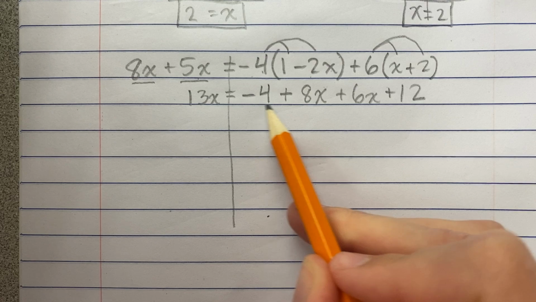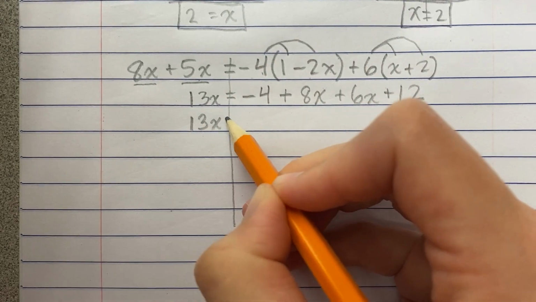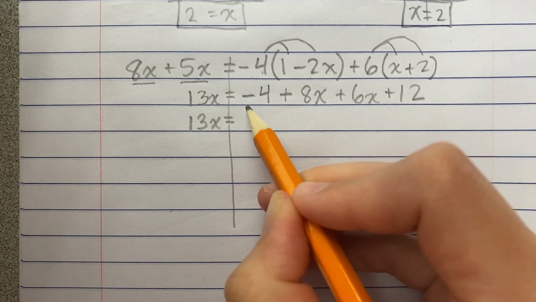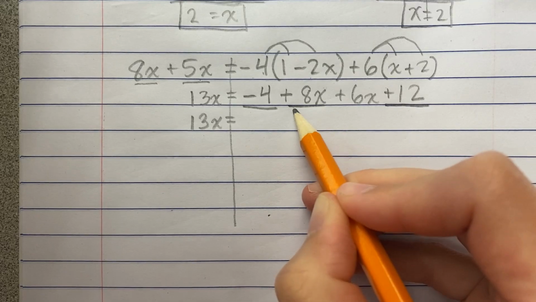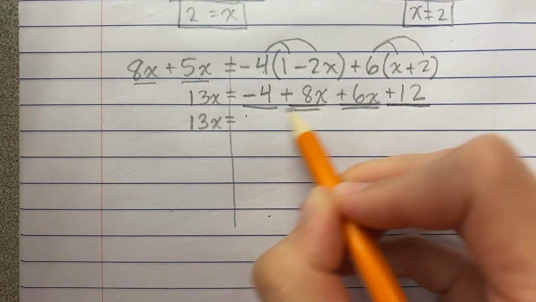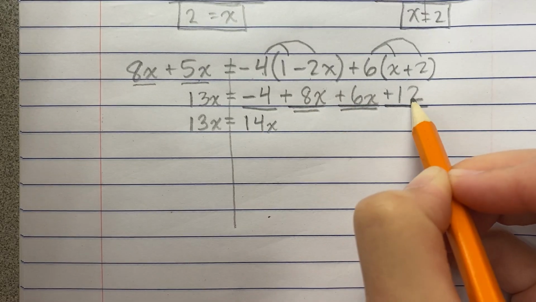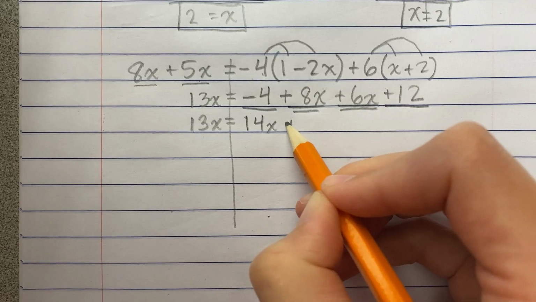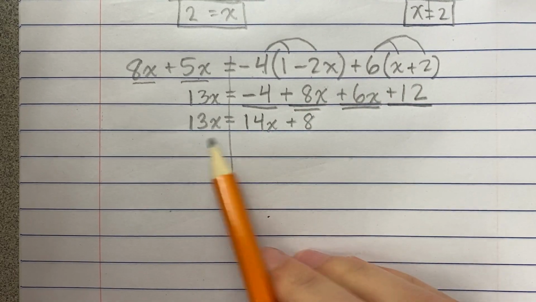And I noticed there's still like terms over here. So I'm just going to bring down the 13x because there's no more simplifying to do over here, but I'm going to combine my like terms. Okay, so those are like terms. The x's are like terms. Okay, and I'm just going to combine them like this. The x's first, so 8 plus 6 is 14. And 12 minus 4 is positive 8. I have more positives than negatives. Okay, so now notice I have x's on both sides.